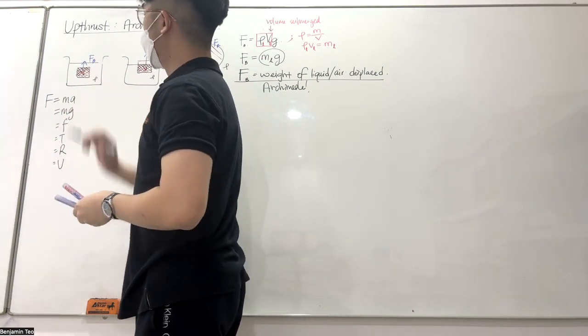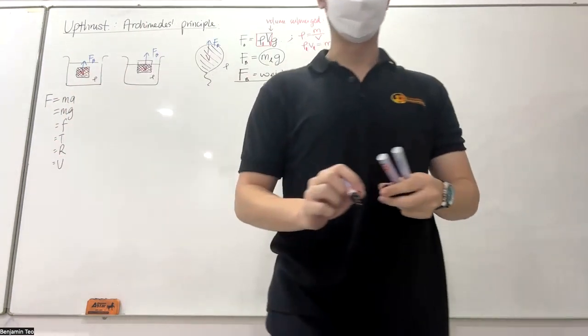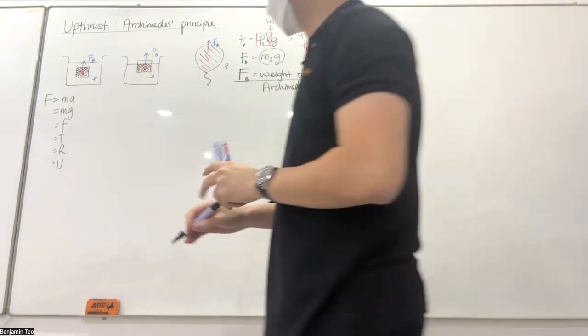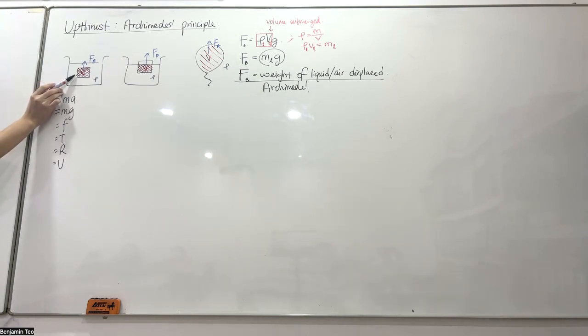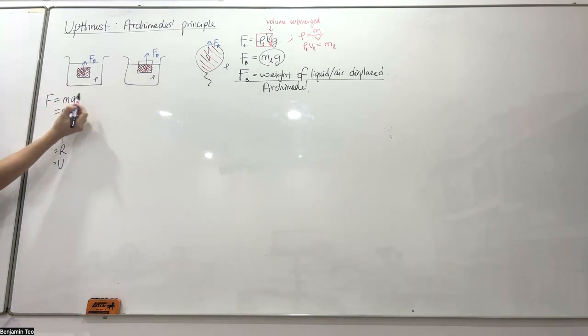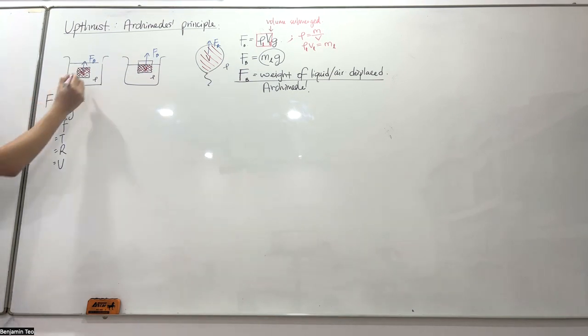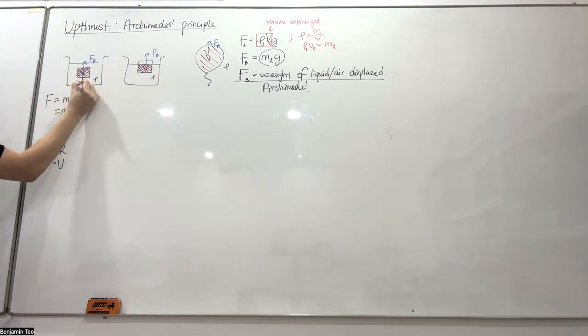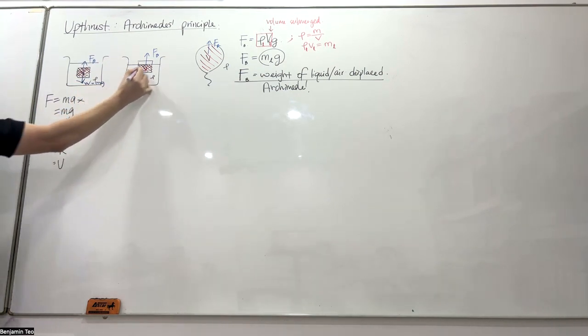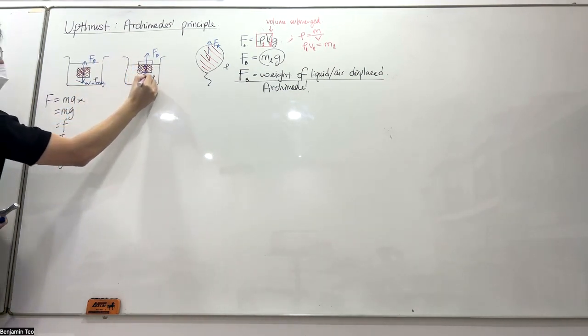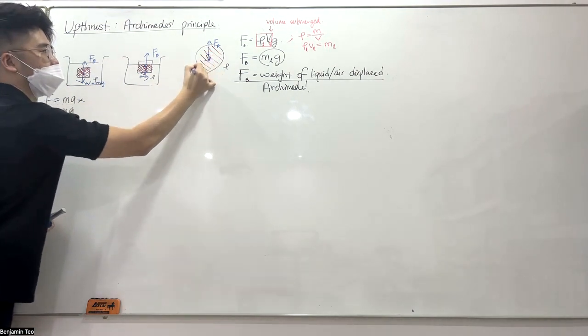How do I make this thing floating? You must make it equilibrium. How do you make it equilibrium? What are the other forces that could be acting on this object? Is there ma? There's no acceleration. Is there mg? That's the weight of the object. Yes. Here, W equals mg. You have mg here, and you have mg here.